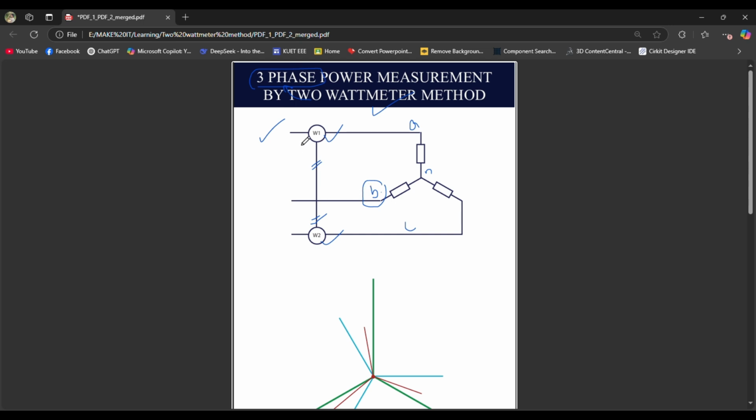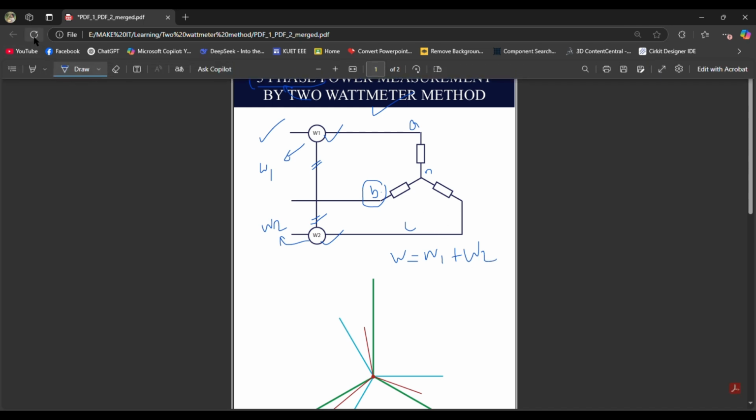Now this wattmeter will give the reading, let's say W1, and this wattmeter will give the reading W2, and you just have to add these two values to get the total power consumed by this three-phase system. This is the simple case. You get the reading, you give me the reading and your task is done here. But if we try to analyze a little bit, then we have to talk further. So let me refresh all of the things and go a little bit further.